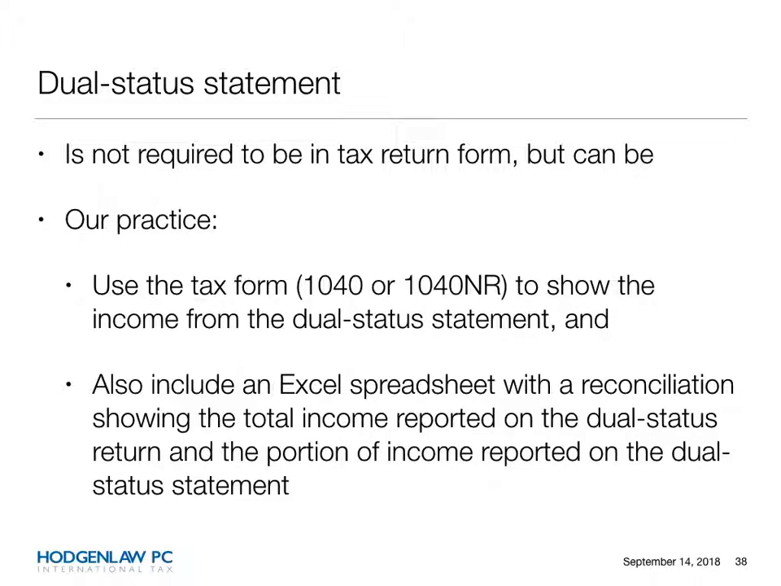That doesn't mean it's foolproof, but it helps to have it that way. In other practice, we use the tax return format to report income and deductions from the dual status statement, but we also include an Excel spreadsheet to reconcile income and deductions from the first part of the year with the second part of the year. On a side note, the taxpayer does not have to sign the dual status statement, only the dual status return. So what you sign on the dual status return, 1040 and 1040NR, that signature line would apply to both the return and the statement.